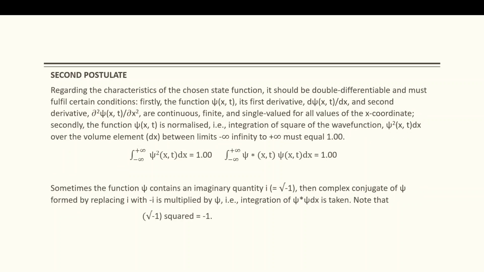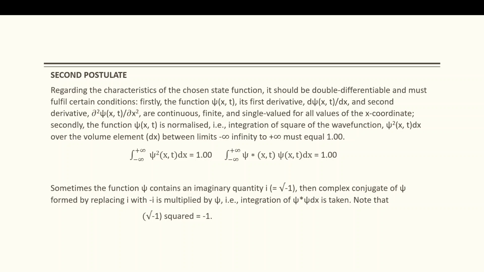Second postulate. Now we select a state function, then there must be certain properties of the state function. We cannot select any function as a state function. The function must fulfill certain features, certain characteristics. So regarding the characteristics of the chosen state function, it should be double differentiable and must fulfill certain other conditions.